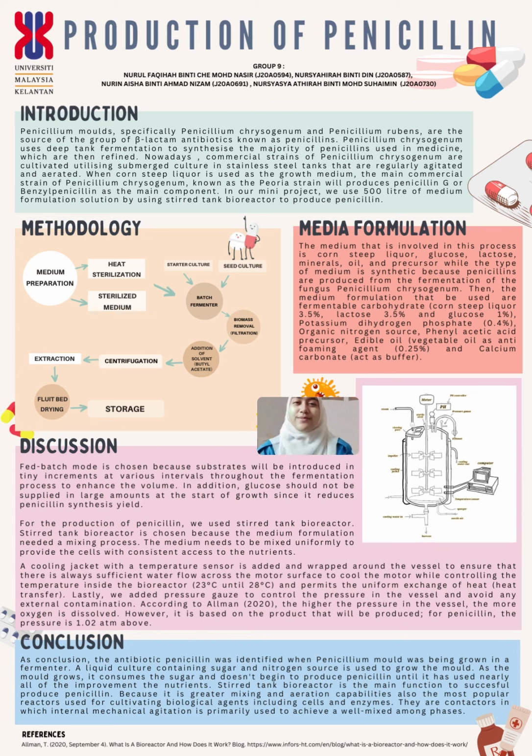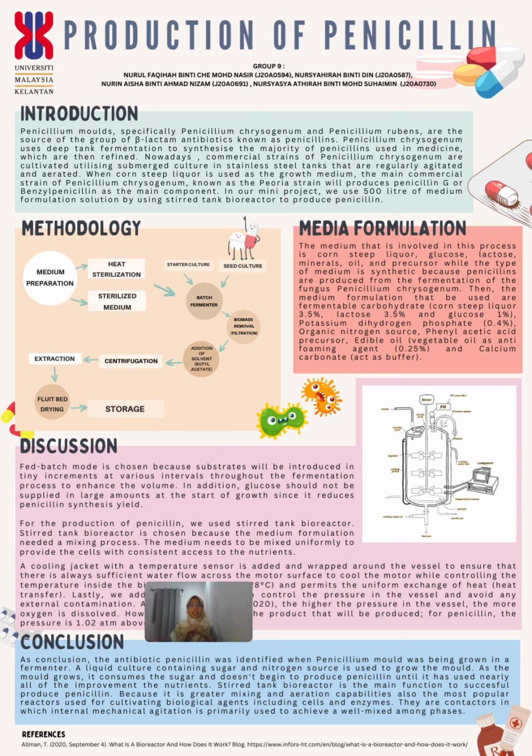As a conclusion, the antibiotic penicillin was identified when Penicillium mold, which in our mini project is Penicillium chrysogenum, was grown in a fermenter. A liquid culture containing sugar and a nitrogen source is used to grow the mold. As the mold grows, it consumes the sugar and doesn't begin to produce the penicillin until it has used nearly all the nutrients.